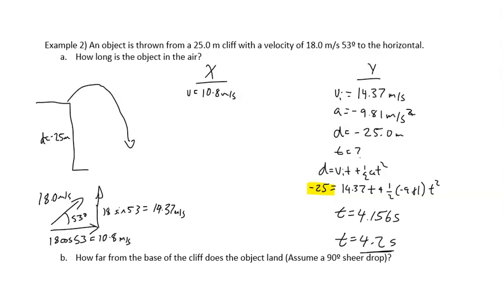Now the part B, which we'll do in green here: how far from the base does the object land? Well, that time we know is 4.156 seconds. D is equal to T times V. And so that's going to be taking the 10.8 and multiplying it by 4.156. That should get you 44.9 or 45 meter range.